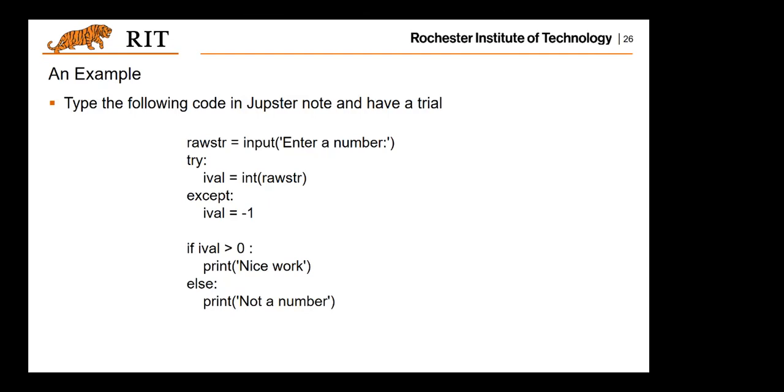So basically, when you write this line of code to the Jupyter notebook and run it, it will ask you to input something. Of course, if you input some number, there's nothing wrong. But if you intentionally input something which is not a numeric character, it won't crash, and it will give you feedback. It will print "not a number." So that's the expected output, and you can have a trial yourself.